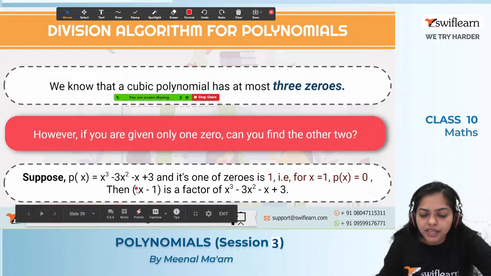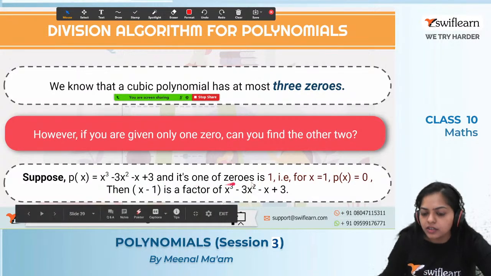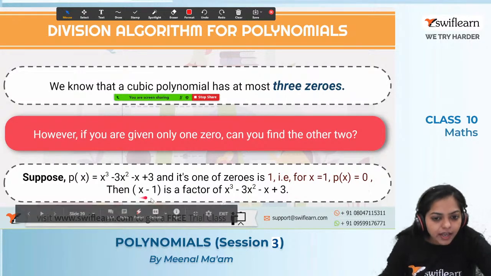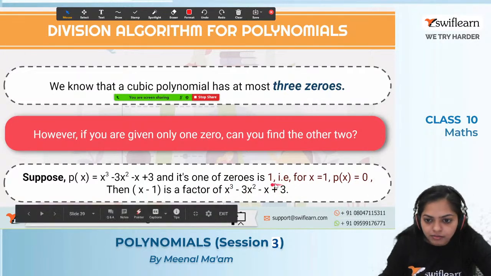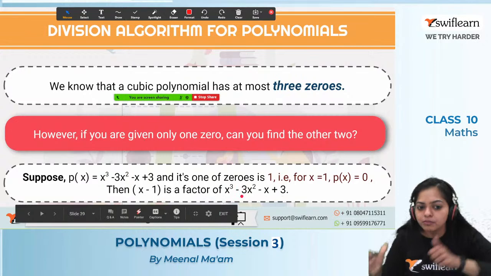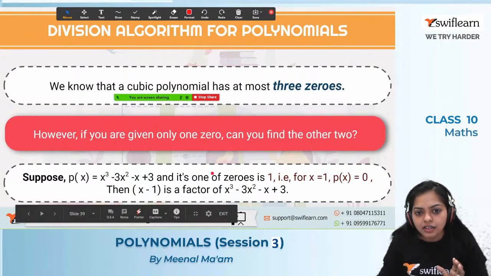x cube minus 3x square minus x plus 3, and one of its zeros is 1. If one of its zeros is 1, then for x equals 1, p(x) will be equal to 0. Got it? So then x minus 1 is a factor of x cube minus 3x square minus x plus 3. If one of the zeros is 1, then x equals 1 and p(x) equals 0, so x minus 1 is a factor of x cube minus 3x square minus x plus 3. Got it? Okay. Let's have a look.